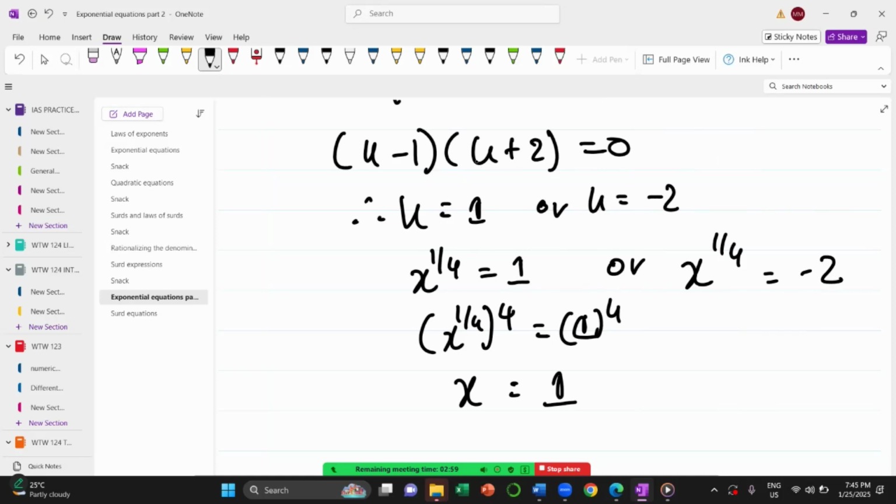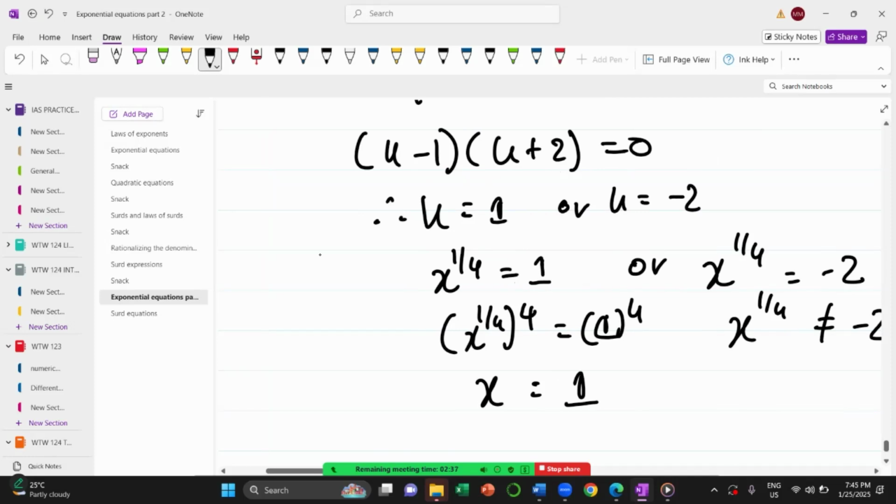Check, I have 1 over 4. Is it an even or an odd number? Even. So now it cannot be negative. So therefore, x to the exponent of 1 over 4 cannot be equal to negative 2. So guys, do you see how this is similar to what we just did?